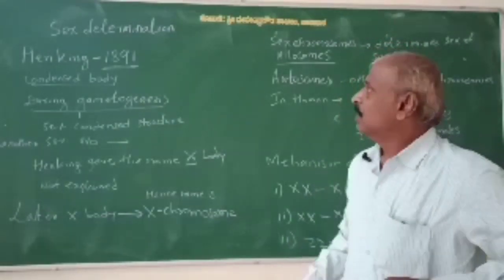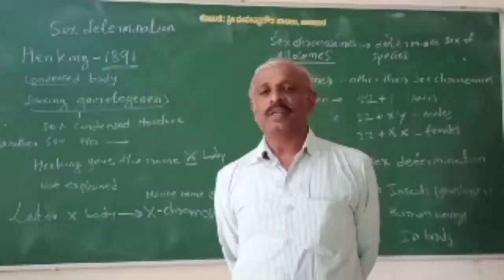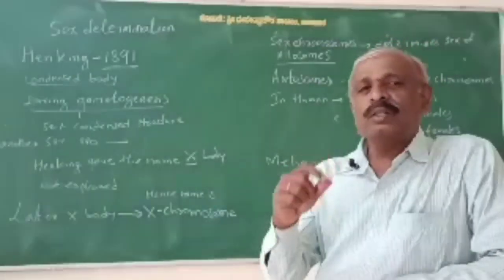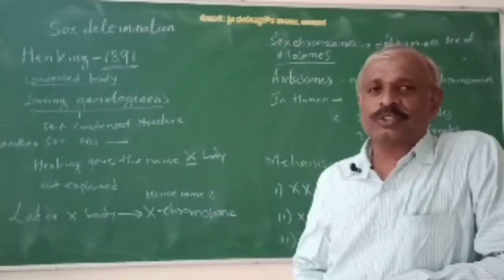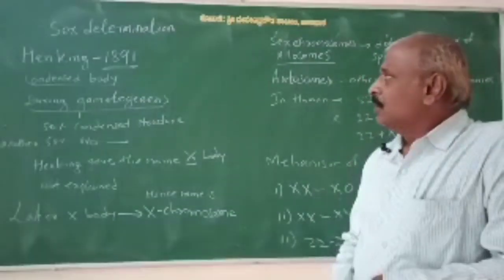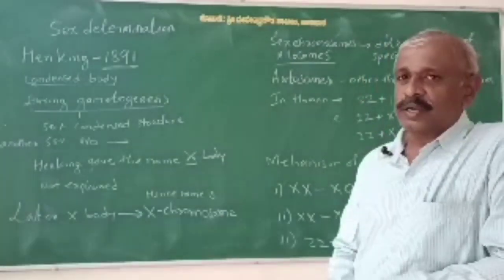The person is Henking, in 1891. He studied the nucleus and found a new condensed body, a structure inside the nucleus. Henking, in 1891, studied the nucleus.